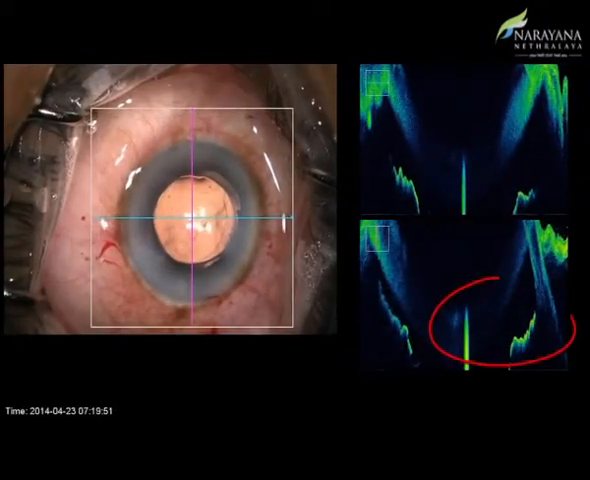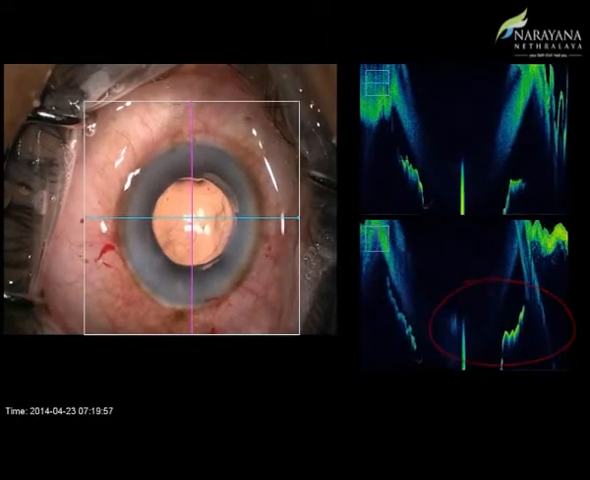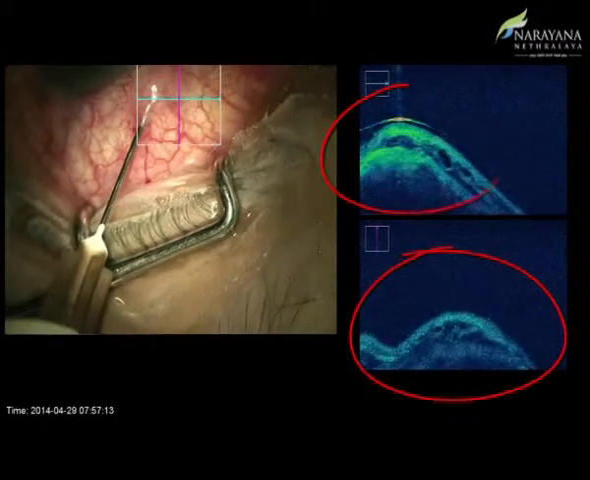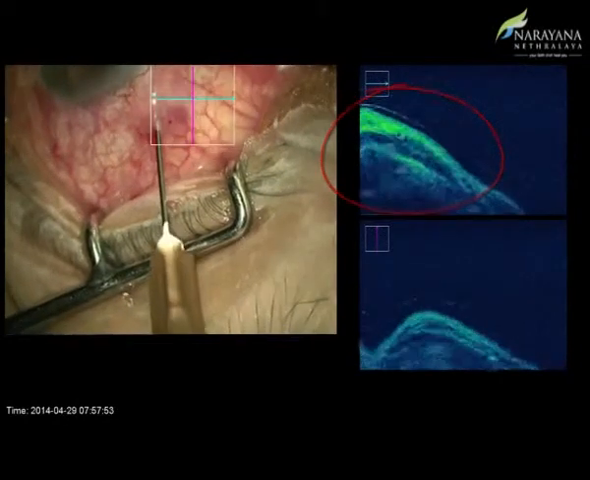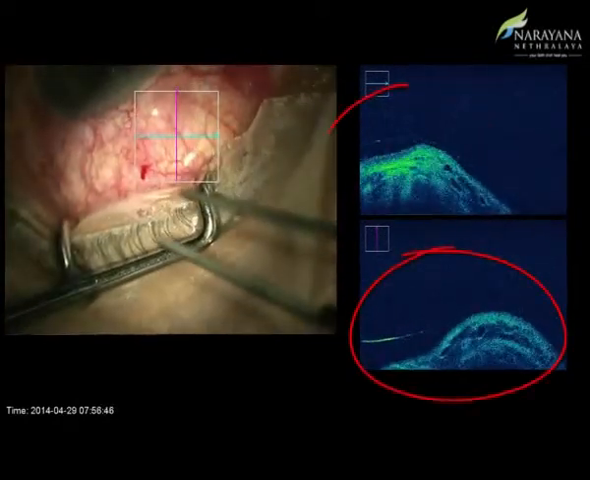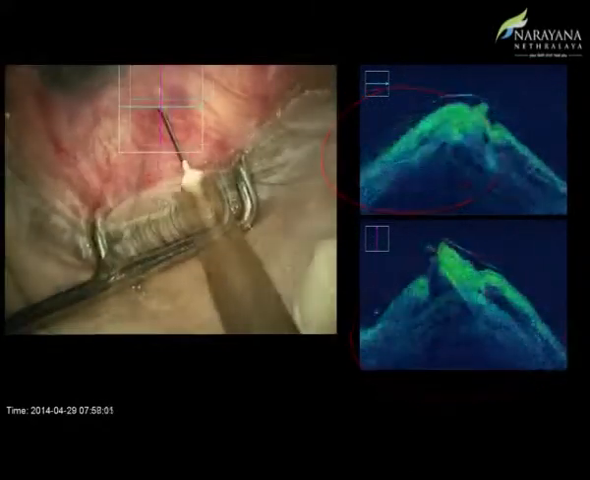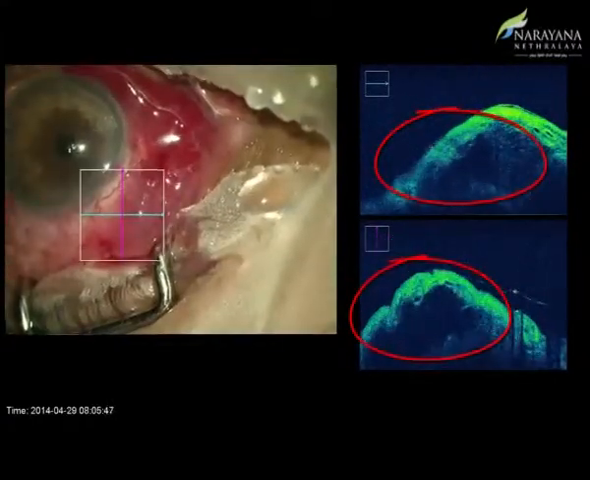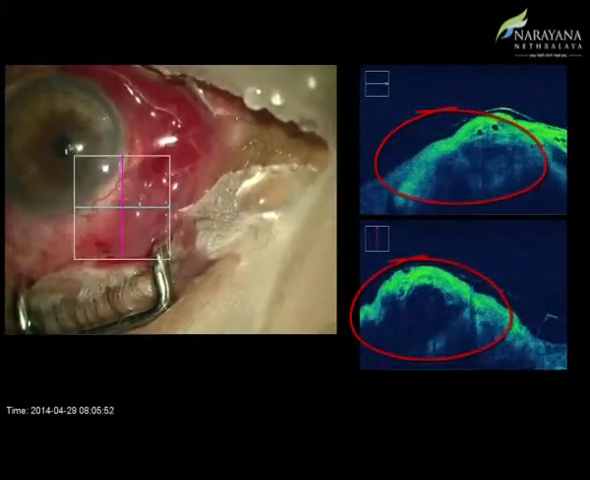At the end of the procedure, it is evident that the iris has fallen back and the peripheral anterior synechiae have been released. In this clip, we demonstrate the use of intraoperative OCT in bleb needling. Episcleral fibrosis is a common cause for the failing bleb with subsequent increase in intraocular pressure. In this eye with a failed bleb, episcleral fibrosis with loculations can be seen intraoperatively using the OCT. The two oval circles show a large single hyporeflective cavity that has been created within the bleb following the needling procedure.